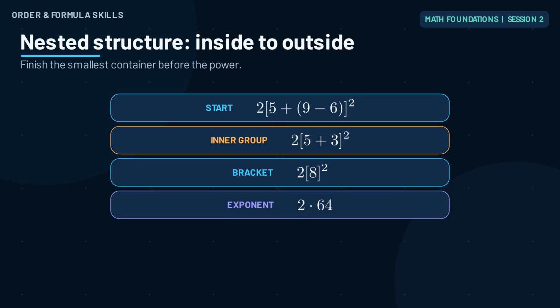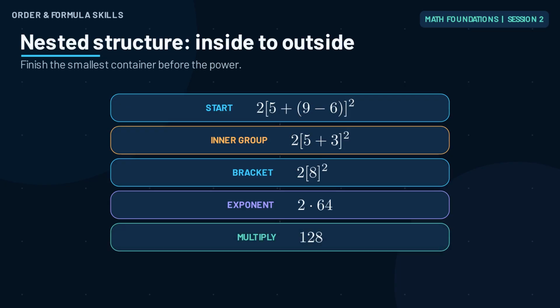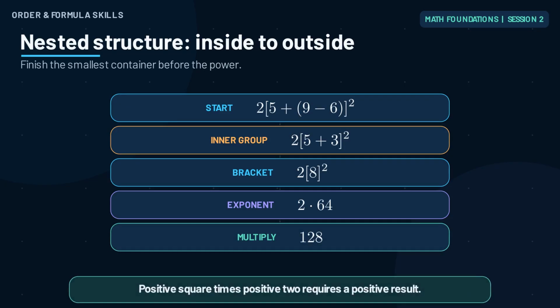Check the sign and size. A positive number is squared and then multiplied by positive 2, so a positive answer is required. Writing one stage at a time keeps the nested structure from collapsing into guesswork.